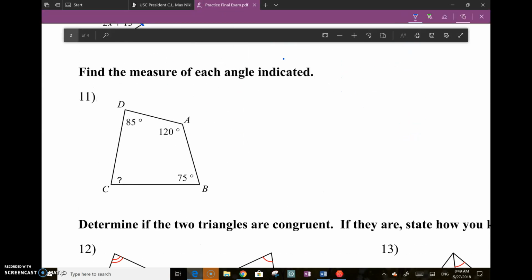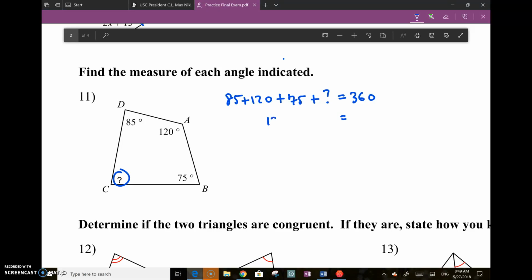Number 11. In number 11, we have to find the measure of this angle, which we currently don't know. This is a quadrilateral, and what that means is that all the angles inside add up to equal 360 degrees. So I'm going to take that idea and create an equation from it, and that would be 85 plus 120 plus 75 plus my missing angle, which you can use a variable for if you want.